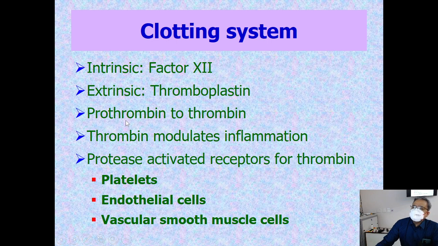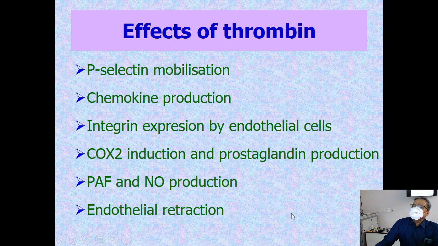The end result is conversion of prothrombin to thrombin. And thrombin is a mediator of inflammation. Thrombin causes platelet aggregation, endothelial cell activation, and contraction of vascular smooth muscle cells. So, how does thrombin work? Mostly by P-selectin mobilization. Who remembers what is P-selectin? P for? And P for? Palade. What is Palade? Weibel-Palade body.